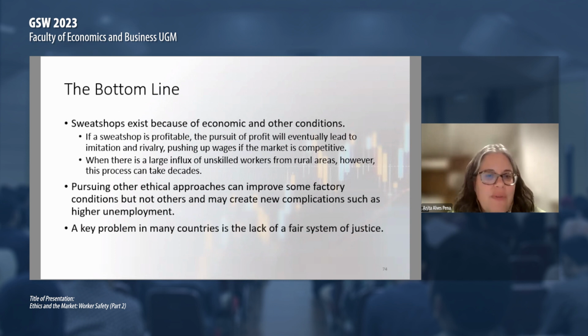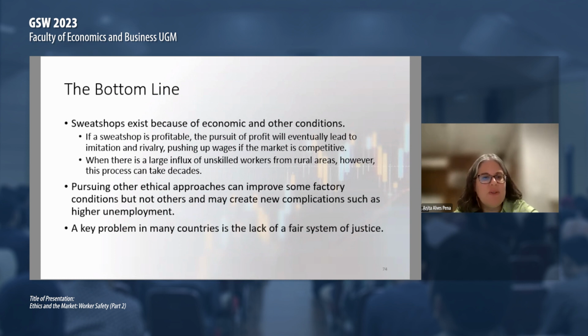When there's a large inflow, for example, of unskilled workers from rural areas, the process could take decades. And so in some cases, there might be parameters where a do nothing, wait it out approach might seem to make sense. But in other approaches, time might be more of the essence in terms of pushing up wages to a higher level, right? This long run may be a very long run in terms of getting all of those factors of production to be perfectly variable, right?